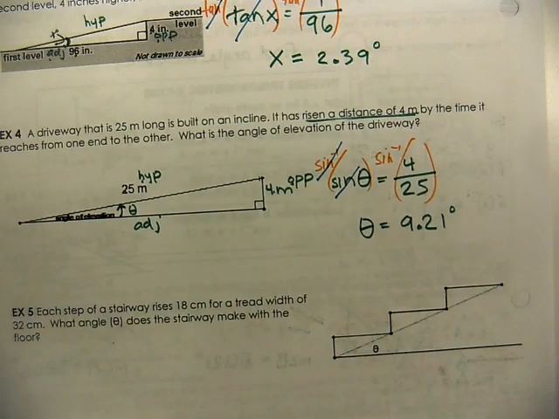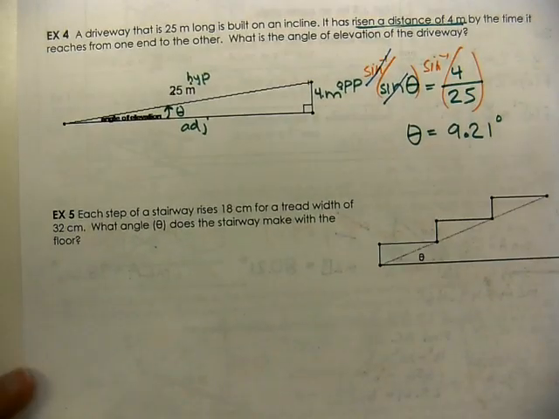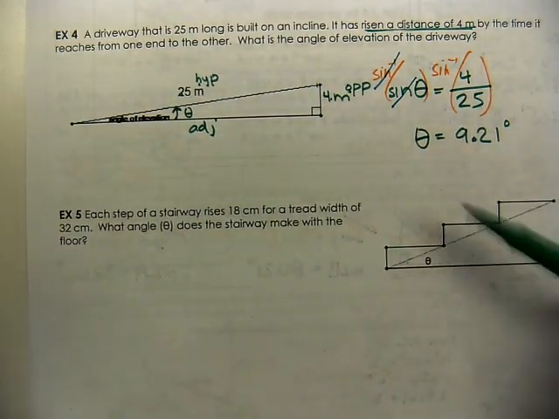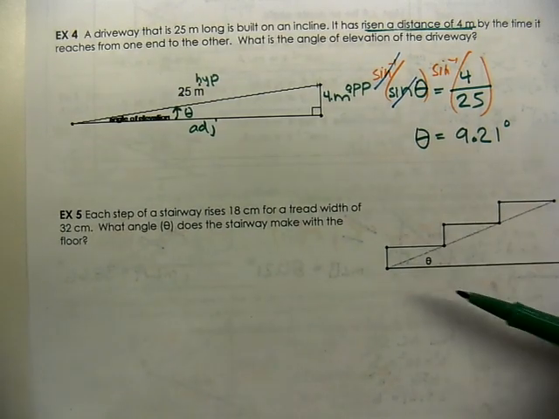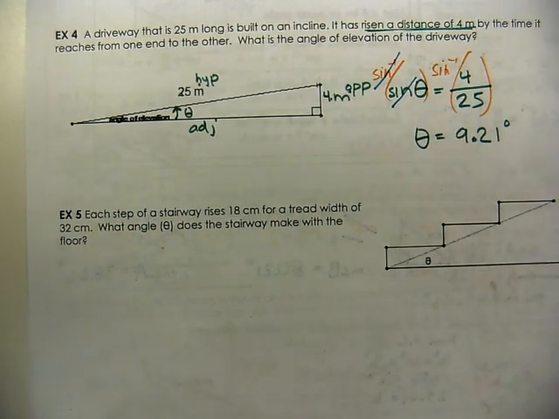So we have one last example that I want to take a look at here, example number 5. And the reason why I want to look at this one is because due to the nature of the way it's drawn, because of the stairs, it's a little more challenging to figure out what's going on. Not real hard, but we just have to address this here.